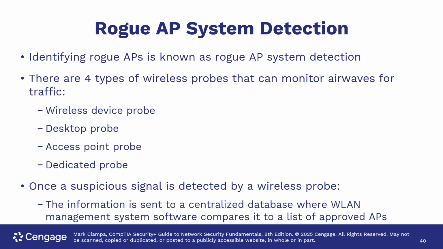So you can also identify a rogue access point. That's known as rogue access point system detection. There are four types of wireless probes that can monitor airways for traffic. You have your wireless device probe, your desktop probe, an access point probe, and a dedicated probe. Once a suspicious signal is detected by a wireless probe, that information is sent to a centralized database where the WLAN management system software compares it to a list of approved access points.